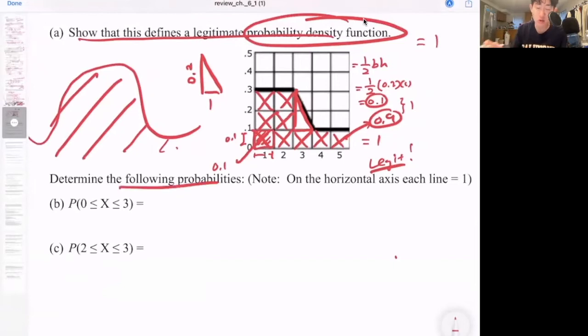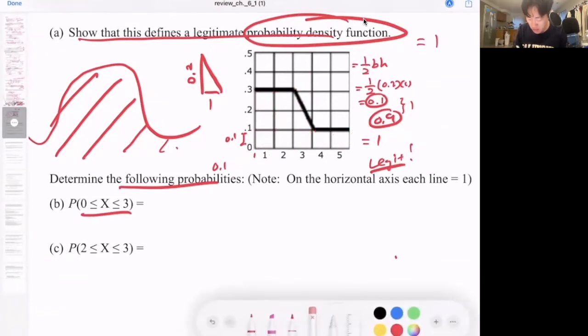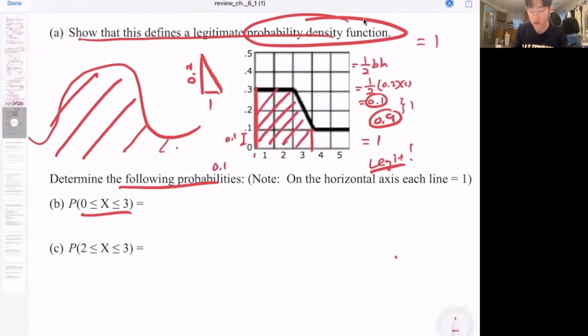Now define the following probabilities between 0 and 3. Okay, so between 0 and 3, what does that mean? It means that you're going from here all the way to here, so finding the area of that. Let's count the actual squares: 1, 2, 3, 4, 5, 6, 7. And we all know that the triangle is equal to 0.1. So that's 0.8 in total when you add them all up.